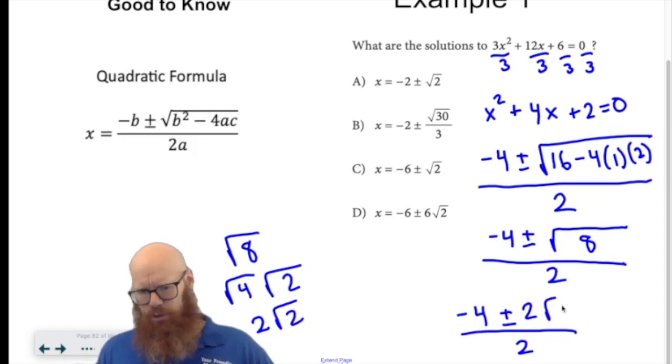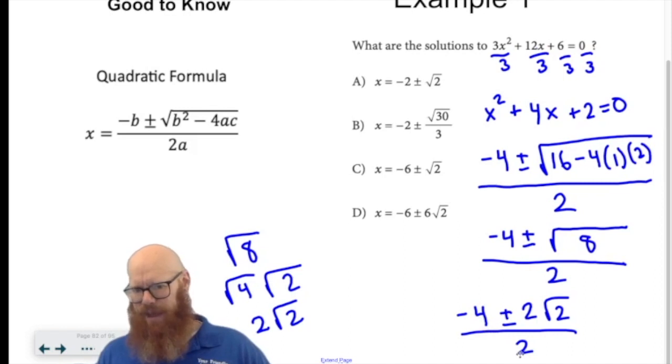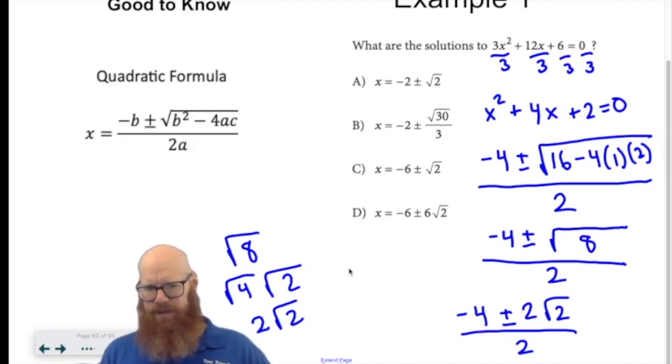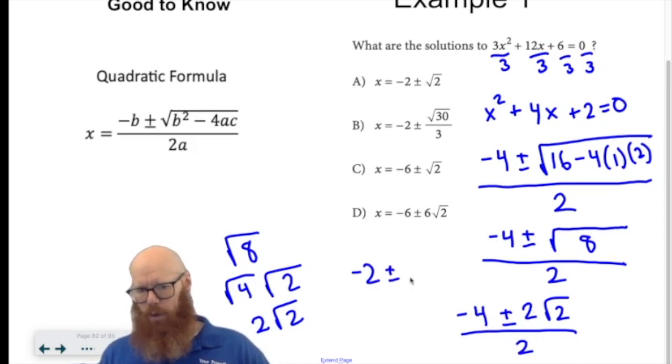So I'm going to write 2 square root 2, and now finally I can divide each of these by 2. Negative 4 divided by 2 is negative 2, and 2 divided by 2 is 1, so I just have a root 2 left. So that is answer choice A.